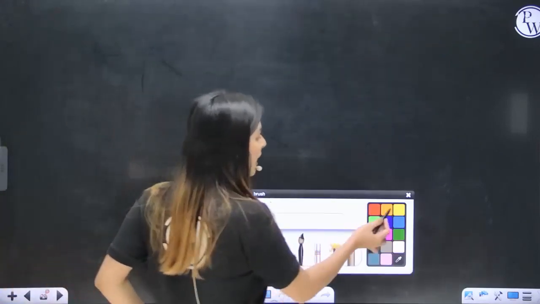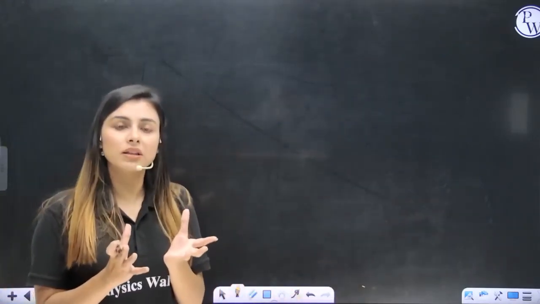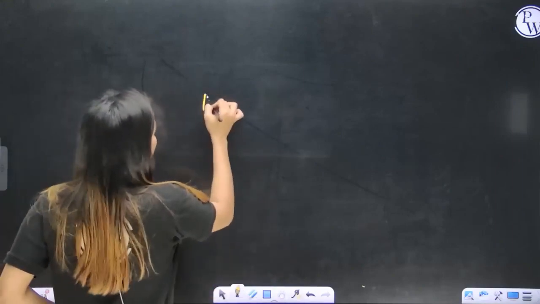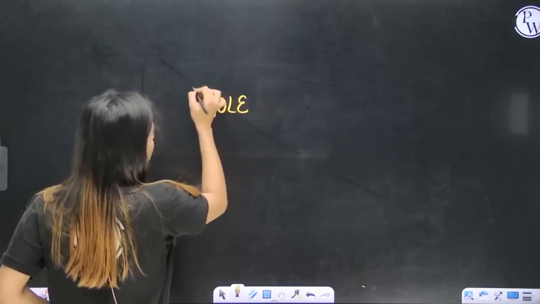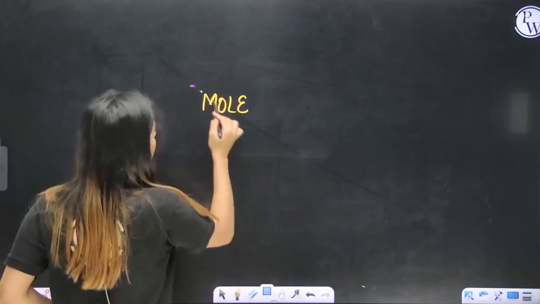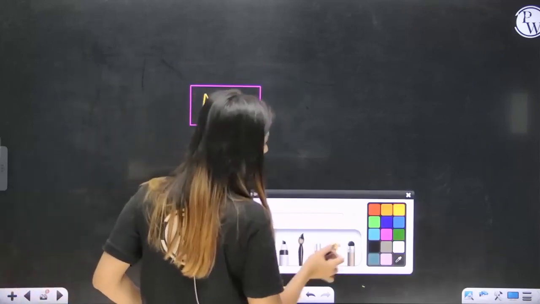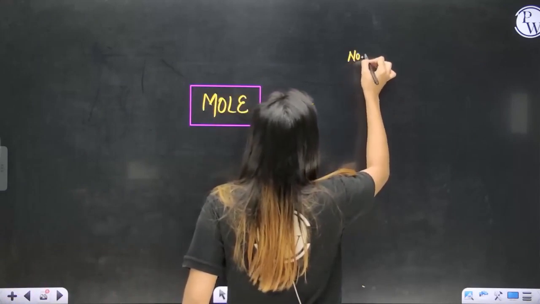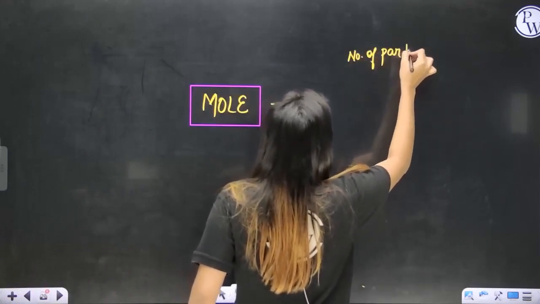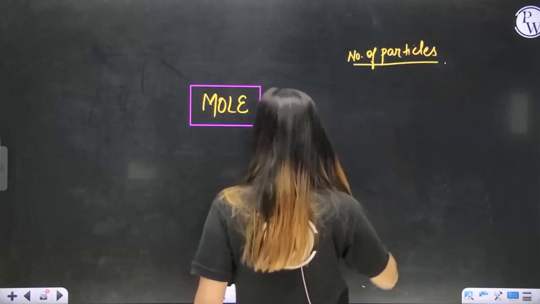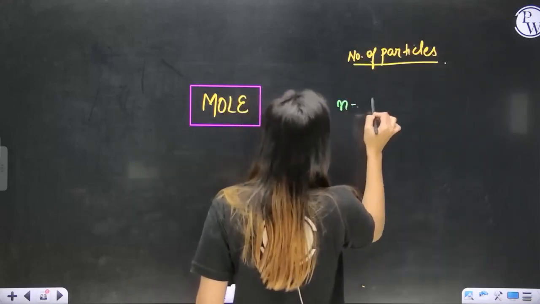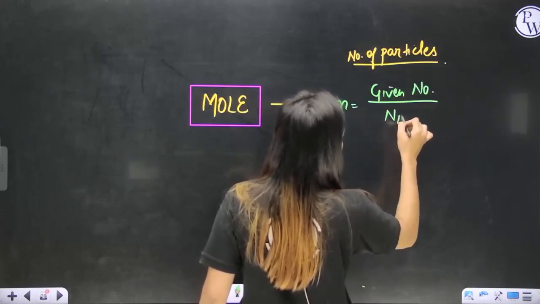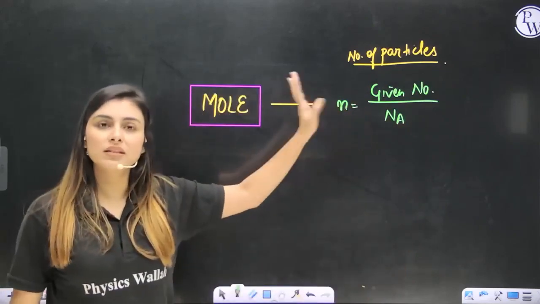From here, what have we learnt? Let's just summarize all the things about mole, because this is what we're going to use again and again. Okay. So now we have seen that you can calculate mole in 3 different forms. The first form is in terms of number of particles. Moles is equal to given number divided by Avogadro number. This is the formula, my dear students. I hope this is clear.